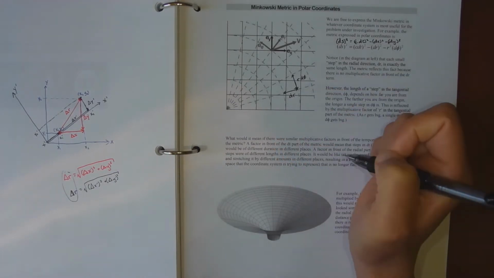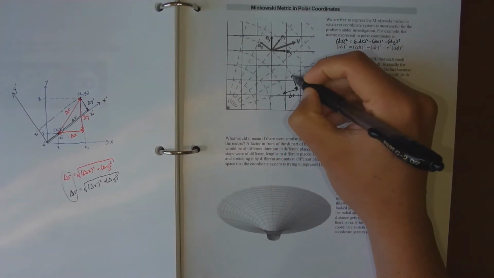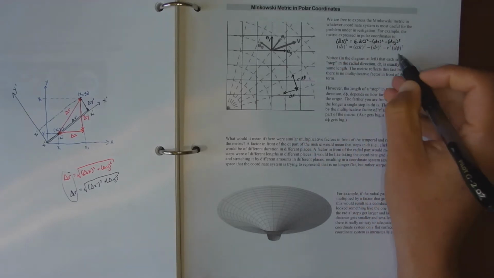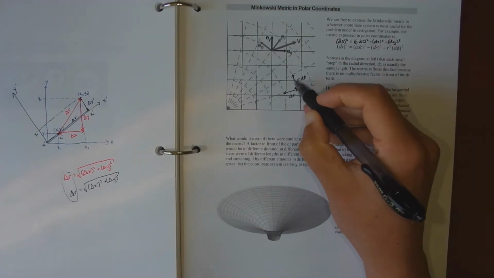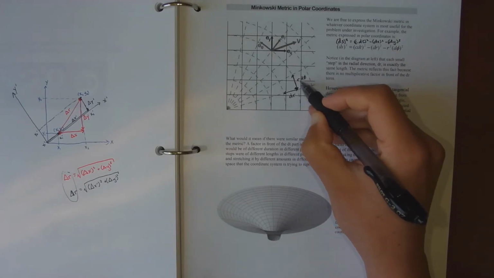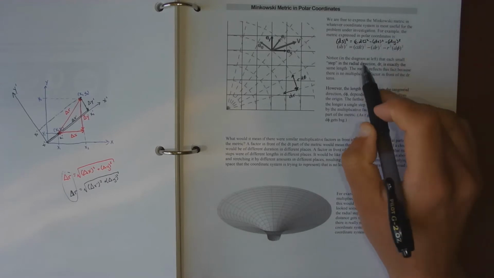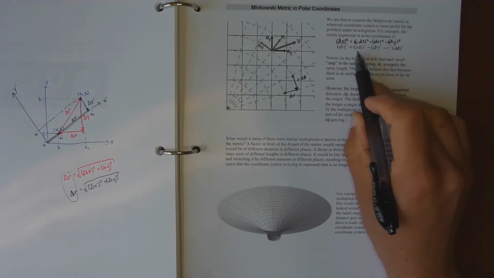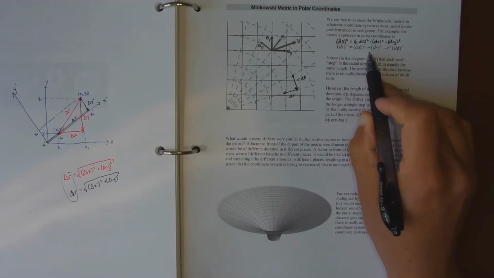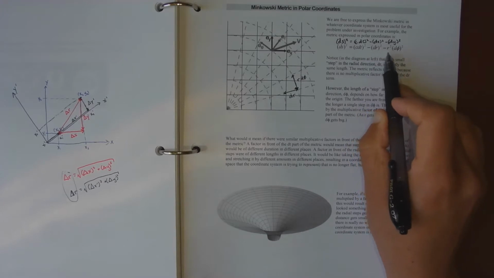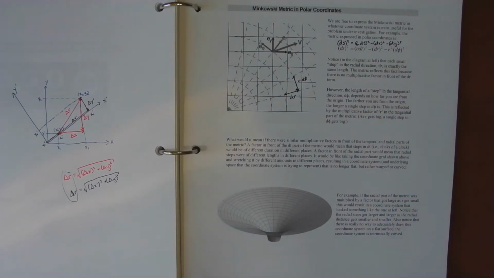Rather than using x and y, though, in polar coordinates, if we move in the radial direction, this would be dr, and if we move in the tangential direction, this wouldn't be just d phi. You'd have to use the arc length formula to get this distance, and that would be r times d phi. So in polar coordinates, our Minkowski metric becomes c dt squared minus dr squared minus r squared d phi squared.